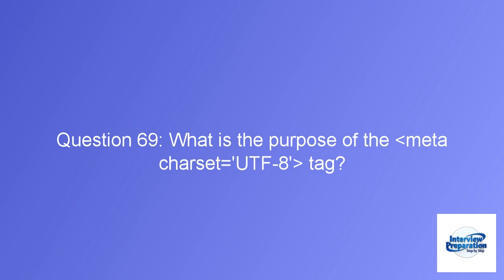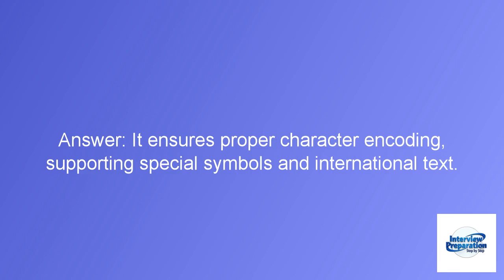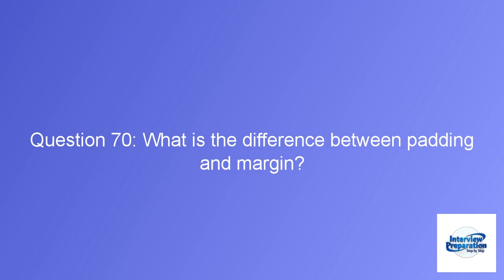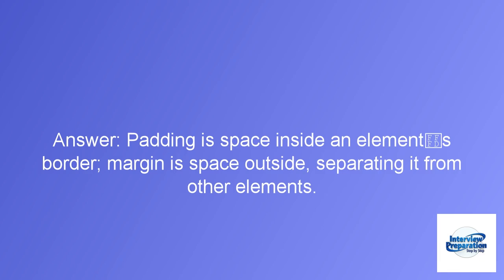Question 69. What is the purpose of the <meta charset="UTF-8"> tag? Answer. It ensures proper character encoding, supporting special symbols and international text. Question 70. What is the difference between padding and margin? Answer. Padding is space inside an element's border. Margin is space outside, separating it from other elements.